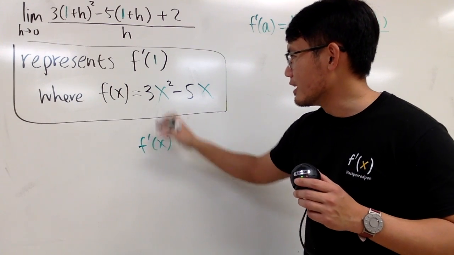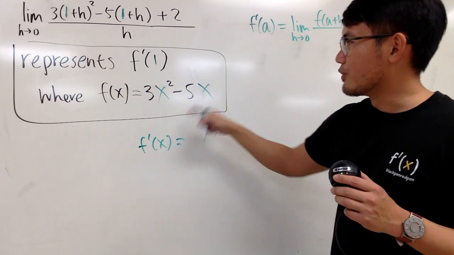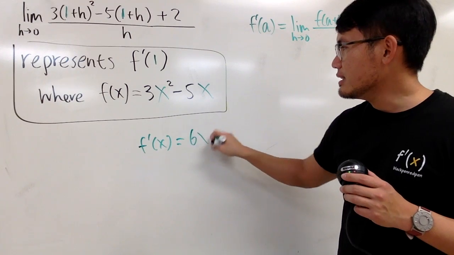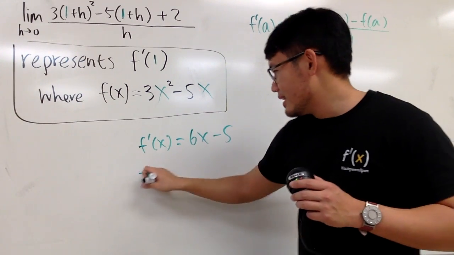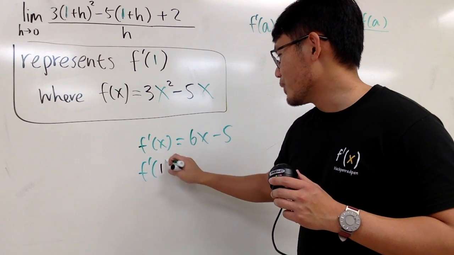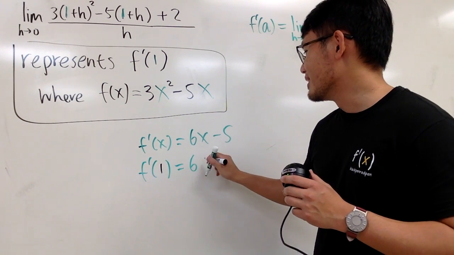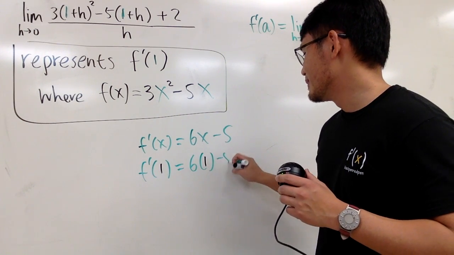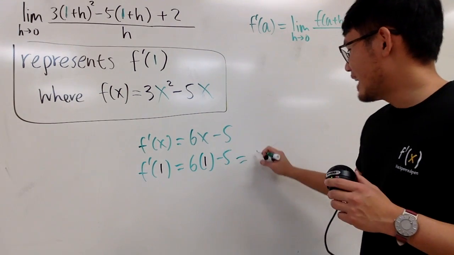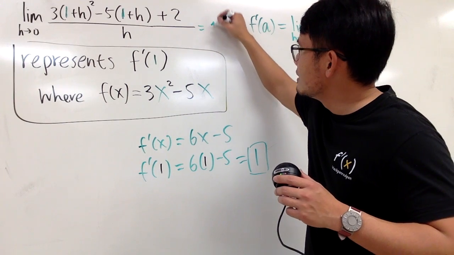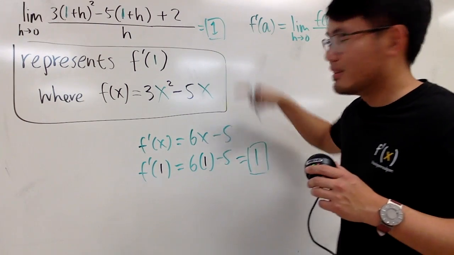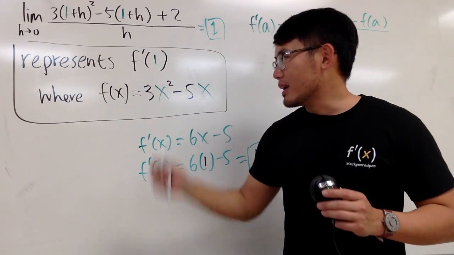Because we know f prime of x based on this: bring the 2 to the front and then you get 6x and then minus 5. And then just put in 1. I just realized if you put in 1, this right here just gets 1. But, you know, it's a coincidence. Happy little coincidence. Anyway, so in fact, the answer to this right here will be this 1. Anyway, this is it.